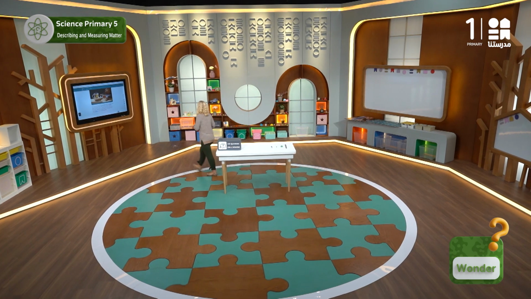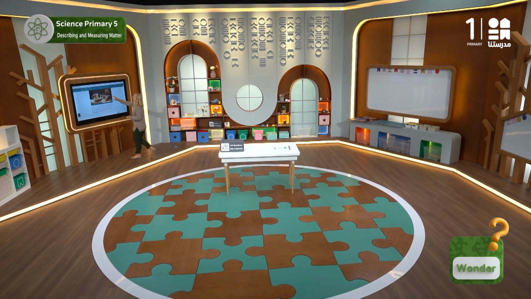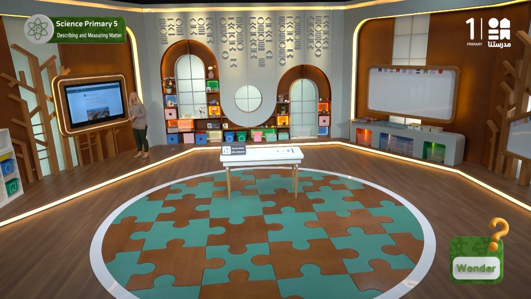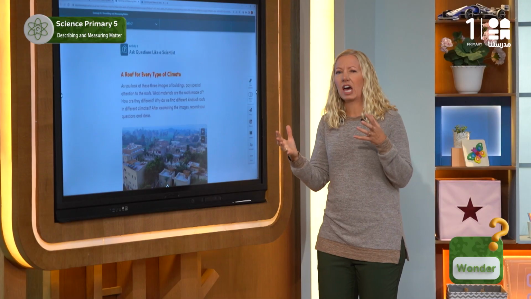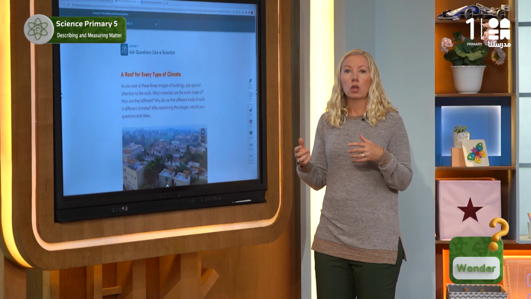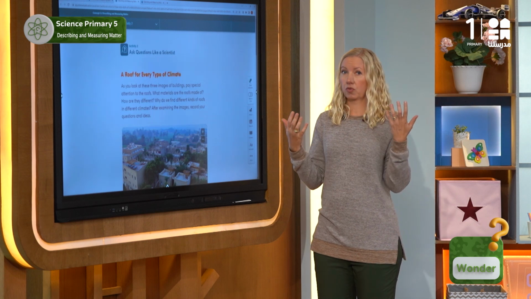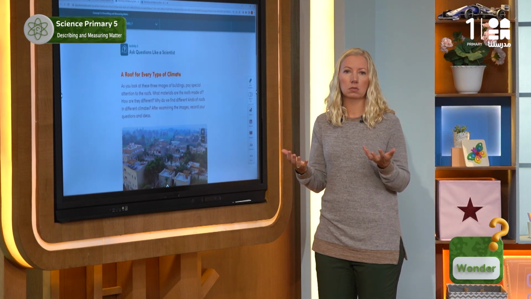The Ask Question Like a Scientist activity is called A Roof for Every Climate. Let's go over to our textbook. As we look around, we could see a lot of different types of buildings. The roofs of these buildings are made of different materials. A roof is a very important part of a building or a home.